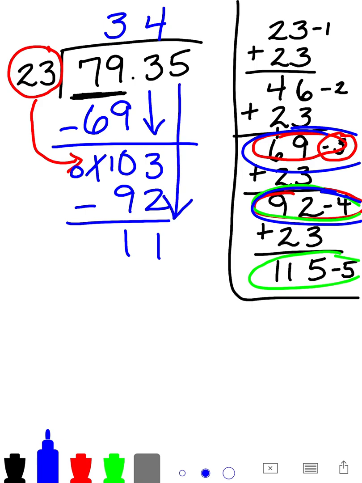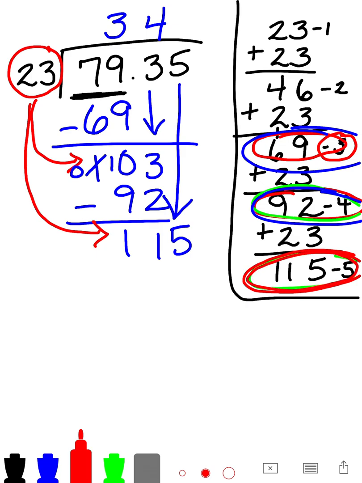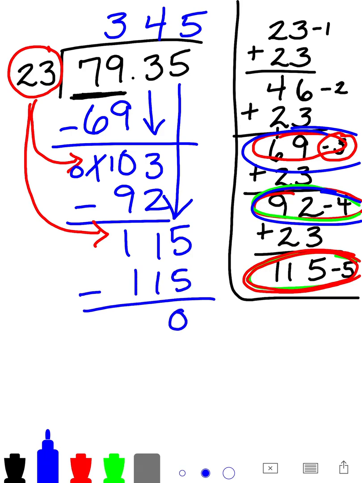We get 11. We bring down our 5. And we know now that 23 fits into 115 exactly 5 times. Okay, 5 times 23 is exactly 115, and we subtract. We have no more numbers to bring down, so we're done.